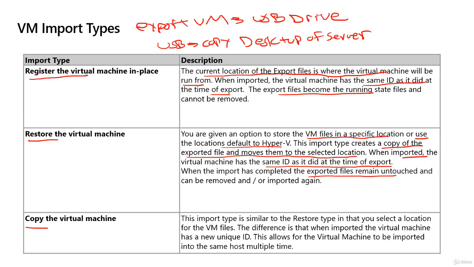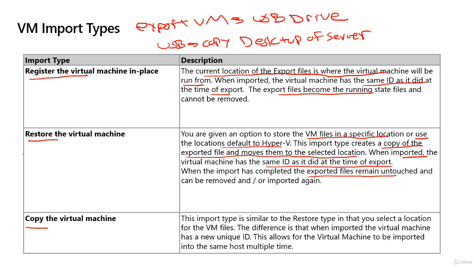Now, in the scenario we outlined above, where you exported a VM and put it on a USB stick, you then took the USB stick and copied the files to your desktop. Well, when you restore the virtual machine on import, it will create a copy of all those files and put them in the default Hyper-V location. That's what you would want if you had this folder on your desktop. Then when you're done, you simply delete the folder off your desktop. You no longer need it.